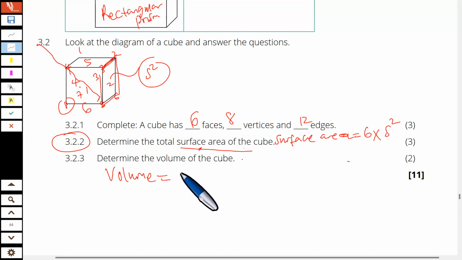The volume is actually side by side by side. Okay, it's side by side by side, right? And then the volume is side cubed. So the surface area is 6 faces times the area of each face, and the area of each face is side squared. So you multiply by 6 for the number of faces, but the volume here is side by side by side, so it's side cubed. Next question.